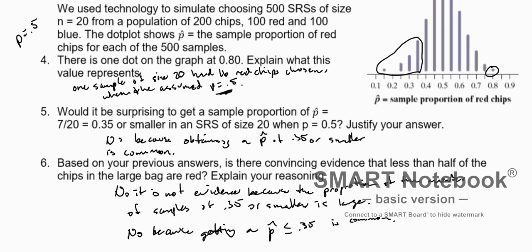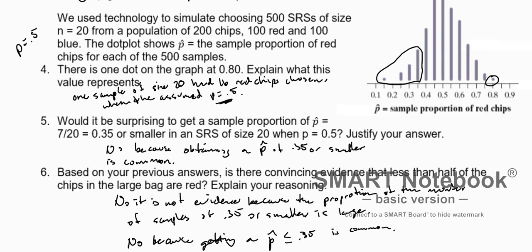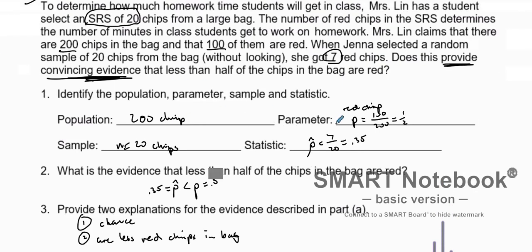So once again, a sampling distribution is taking all the possible samples. Obviously these aren't all the possible samples we could take, but it is quite a few. What we have right here is our sample proportion of the red chips, and we had many samples of 0.35 or less. That's why this is not convincing evidence that the bag is lying, that we don't have 50% red chips in there.